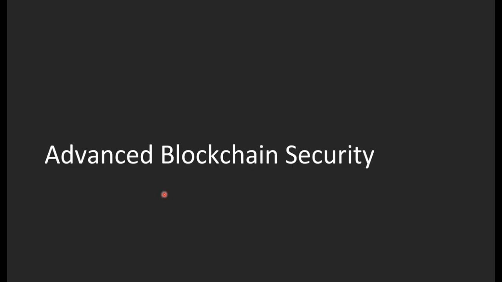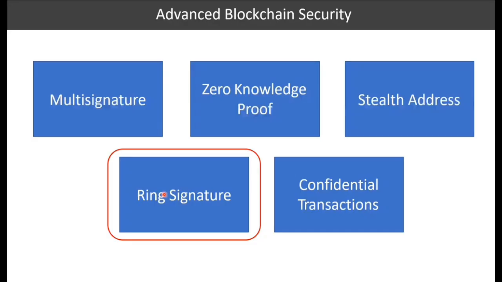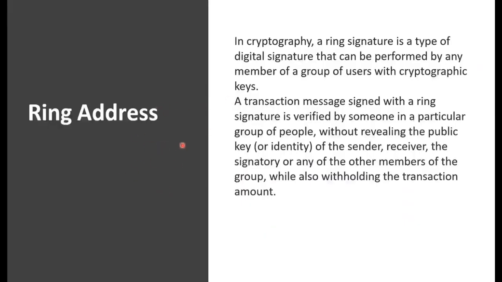In this video on advanced blockchain security, we are going to talk about ring signatures and ring addresses. So a ring address is actually an address or a signature that can be performed by any member of a group of users with the cryptographic keys. So the transaction message is signed with the ring signature, and it is verified by someone in a particular group without revealing the public key, the sender's identity, the receiver, the signatory, or any other members of the group.